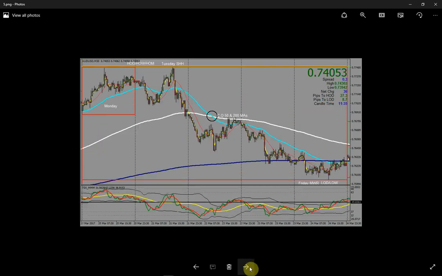Understand? There we go again. 3 and 13, 13 and 50, 15 200, and lastly 200 and 800. It's a systematic moving average crossover.